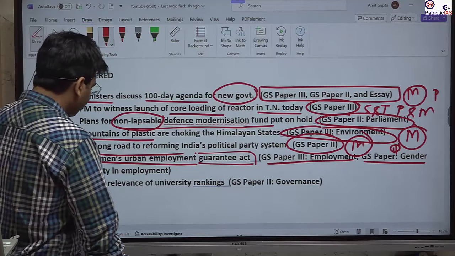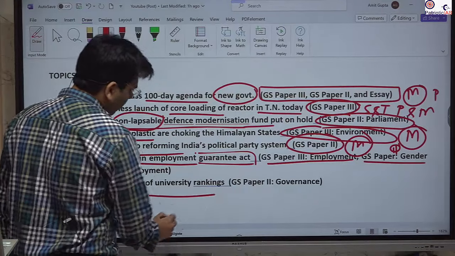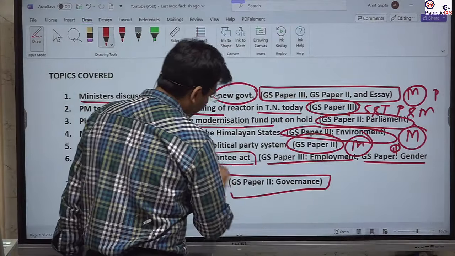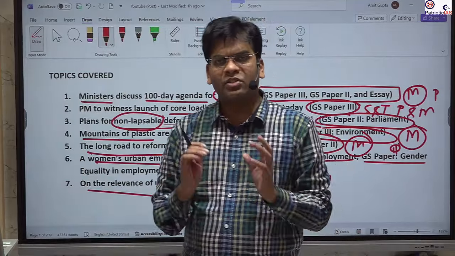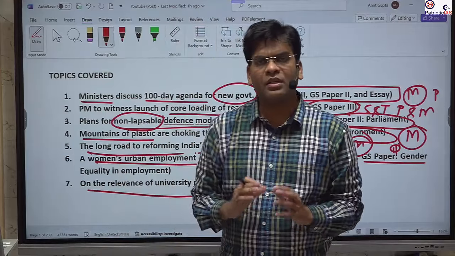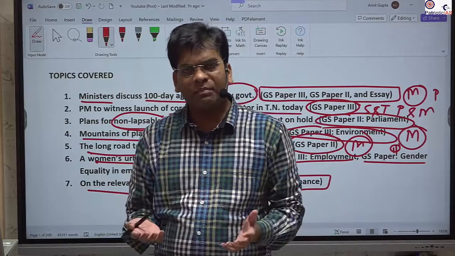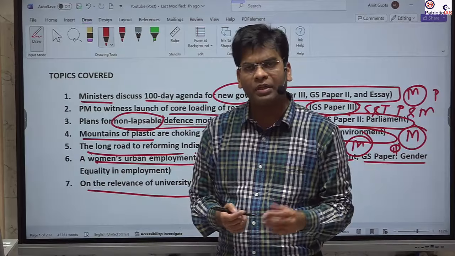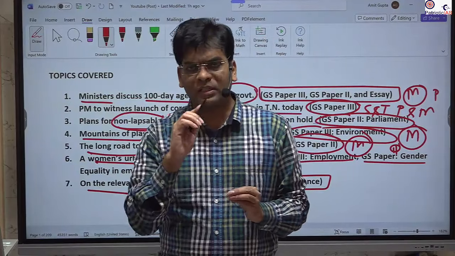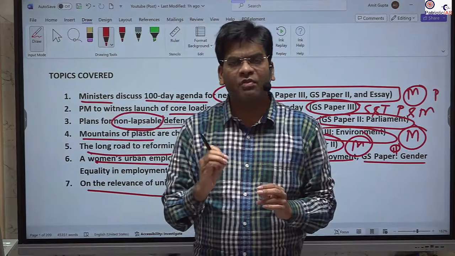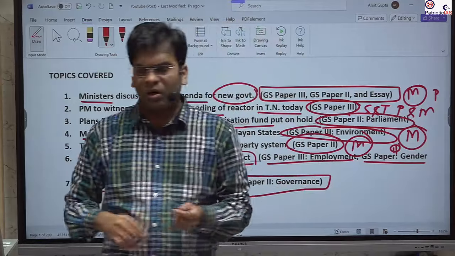Then we will conclude our session with the relevance of the university ranking. This will be under GS paper 2. And in the last there is one thing as well: the method that is used by different messaging companies such as WhatsApp, and other companies like mobile companies, iPhone. The iPhone has started the PQ3 method. So we will know what this PQ3 method is for protecting your privacy, your messages, from getting cracked or hacked. So this will be all for today's session.